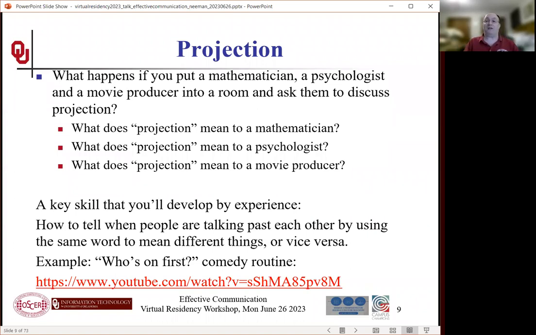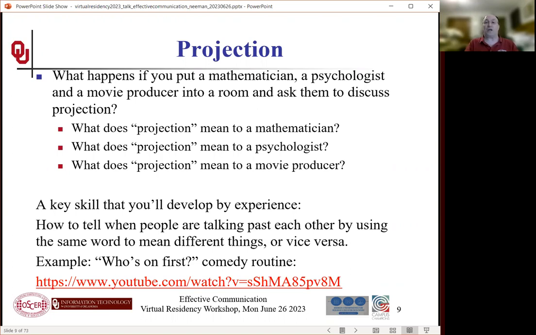What does projection mean to a mathematician? Who wants to volunteer? Like the representation of an object in a lower dimensional space. Say it again. Representation of an object in a lower dimensional space. Yes. So taking something that exists in a higher dimensional space and mapping it to a lower dimensional space. The standard diagram of a cube that's 2 squares with a bunch of diagonal lines, right? That's a projection of a 3D object in 2D, okay?